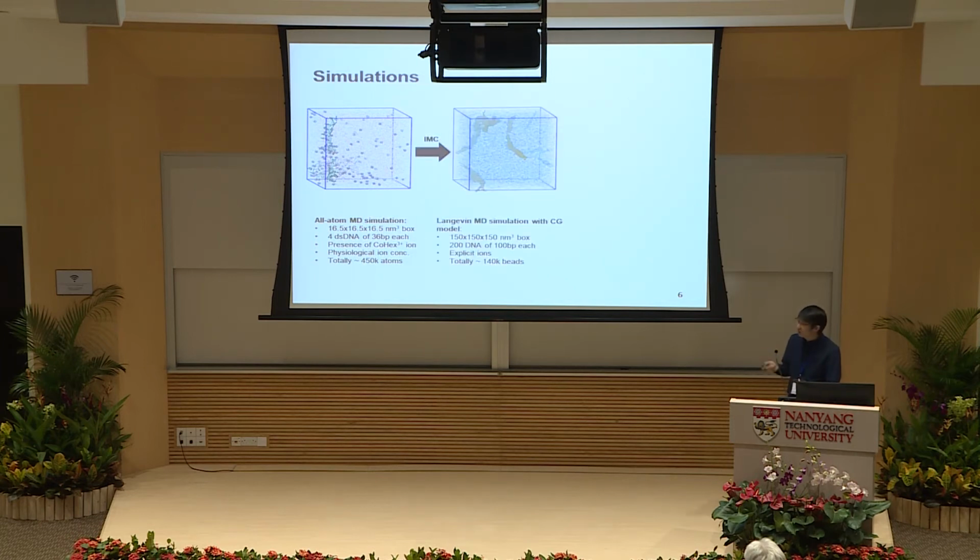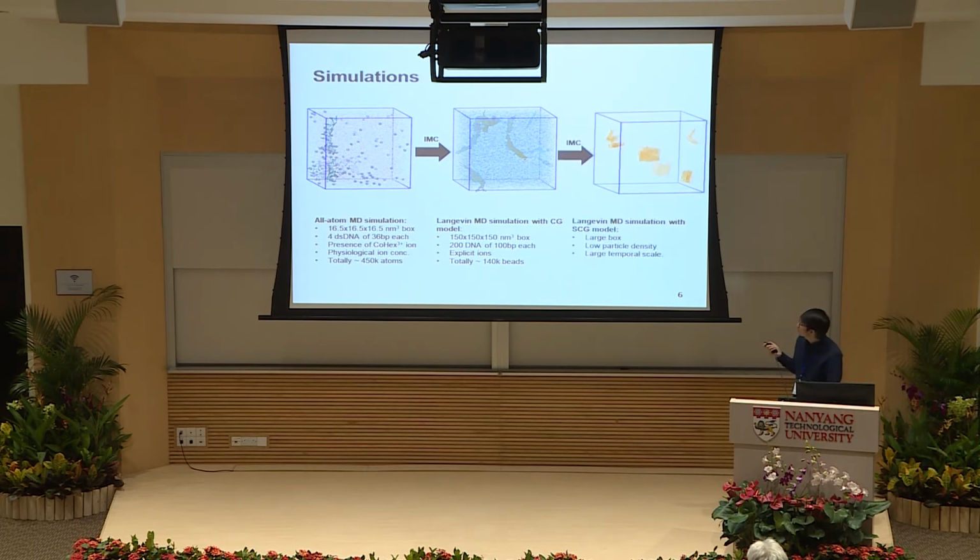And next, we go through the IMC procedure. Then we have our CG model. And we run our coarse-grained simulation with the CG model at around 1,000 times bigger box. And as you can see, these brownish particles are DNAs after condensation.